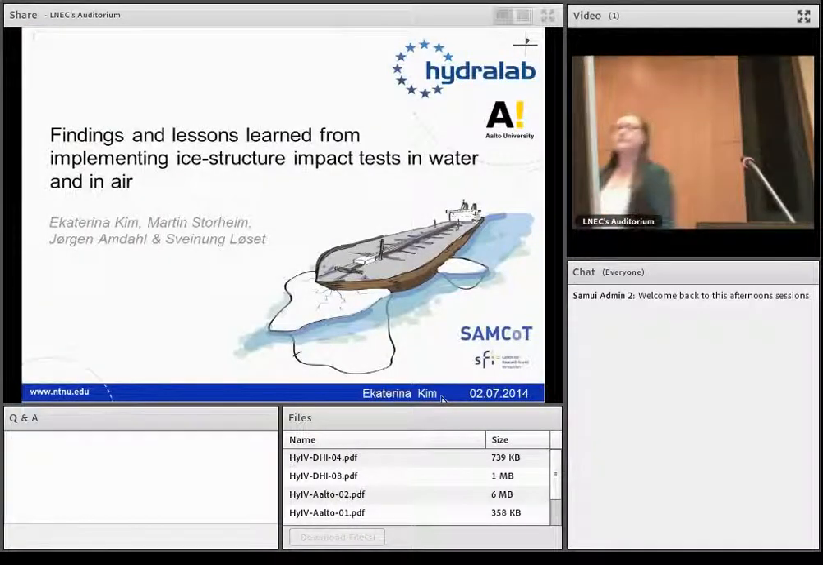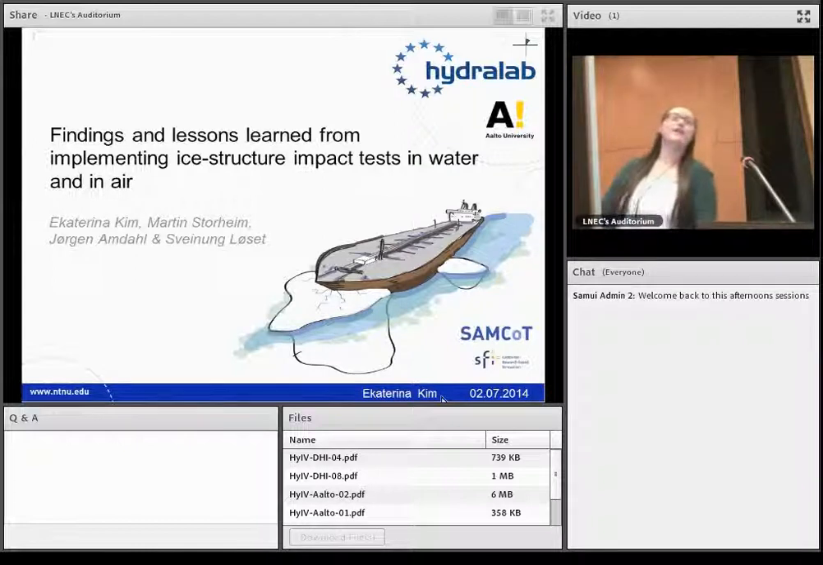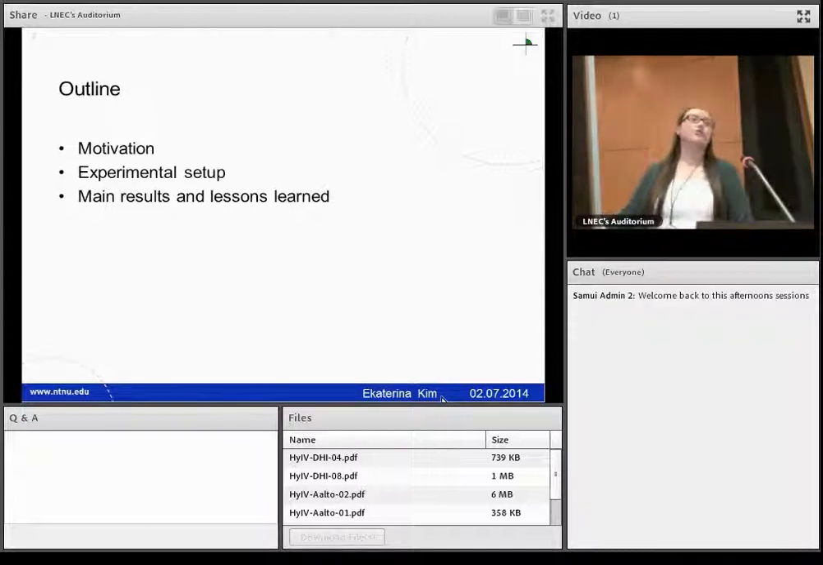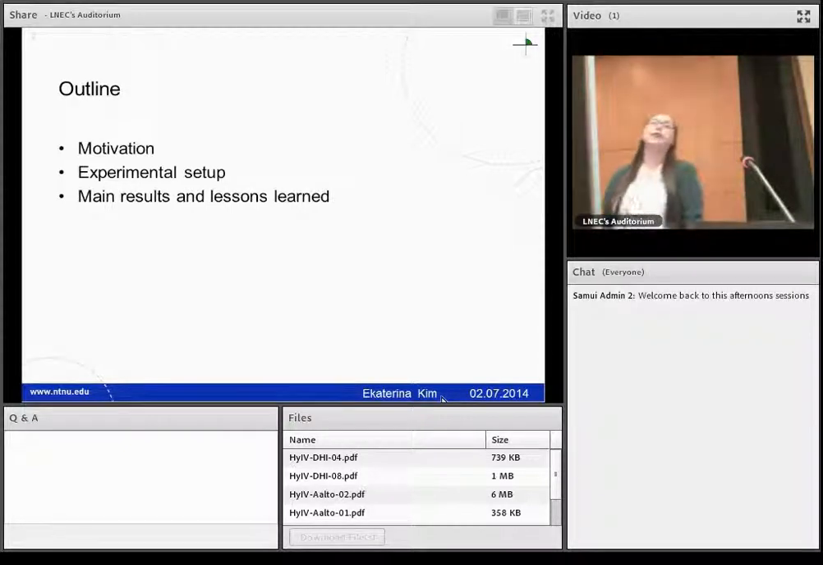Good afternoon, everyone. Before going into details of the collision experiments, I would like to focus a little bit more on the background for collisions and the motivation for this type of experiments. Why do we need to do the collision experiments in the laboratory?